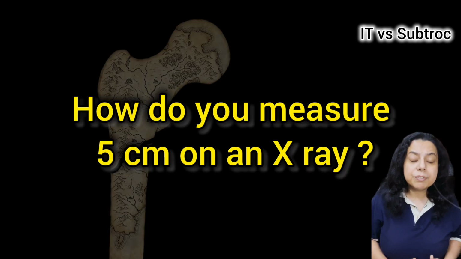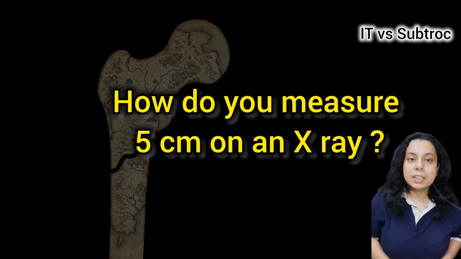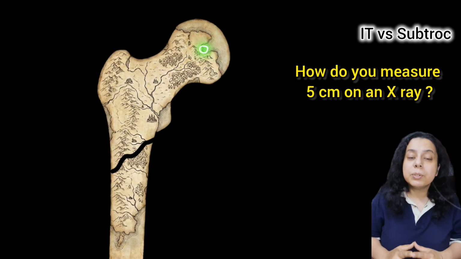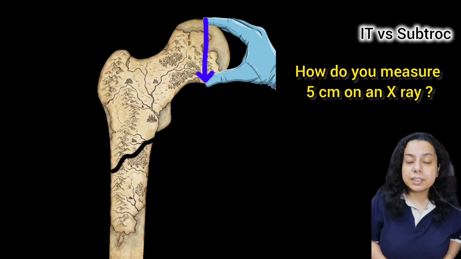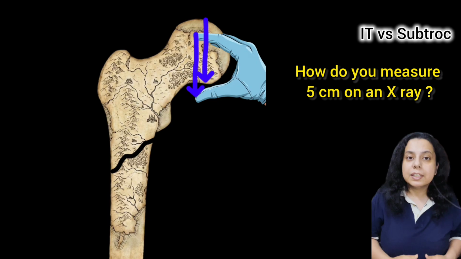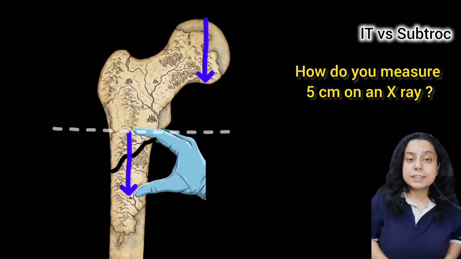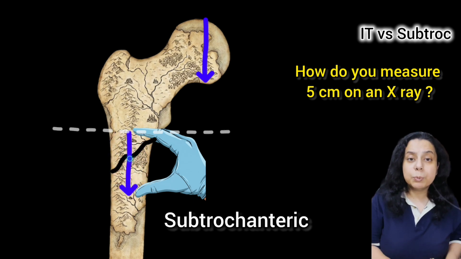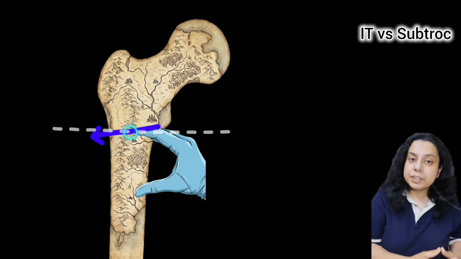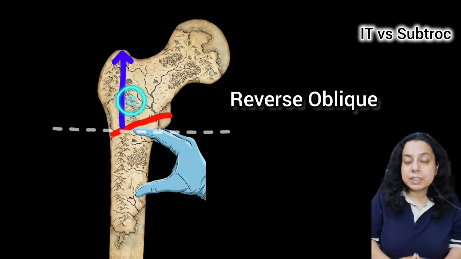How do you measure 5 centimeters on an X-ray? Simple. Use the femoral head. Its diameter is roughly 5 centimeters. Slide the measurement down from the lesser trochanter. If you see that the center of fracture is somewhere within these 5 centimeters, that would be a subtrochanteric fracture. If it is above, then it would be a reverse oblique.